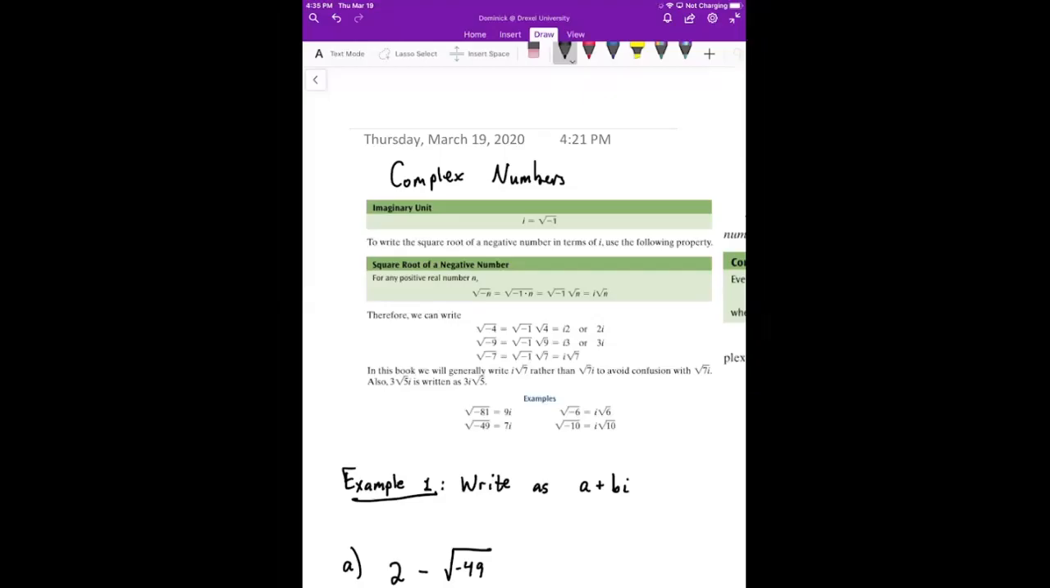Hey guys, welcome. So today we're going to talk about complex numbers. The reason why you have this complex number section at the end of this chapter on radicals is that there's a lot of nice carryover and properties that you can use for radical expressions that you can then carry over to the complex numbers, right?